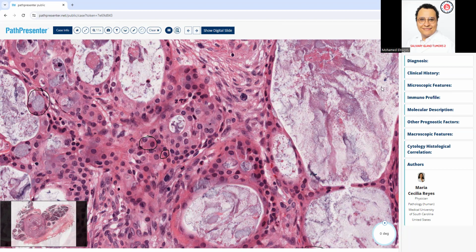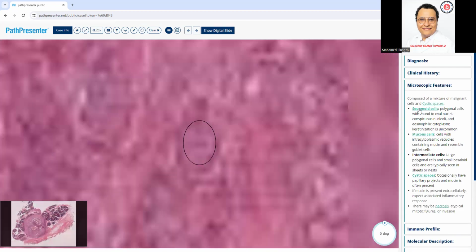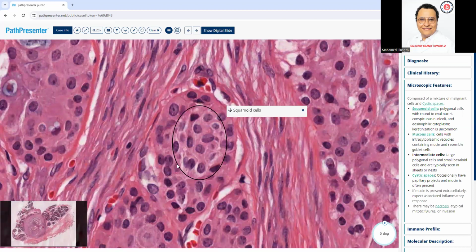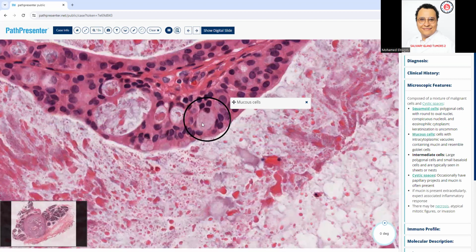I believe we're seeing these spindle components and this high quantity of mucin cells here and there, so I believe this is going to be a high-grade mucoepidermoid. But let's look at the microscopic features. She's pointing to squamoid nests. These are the squamous cells. And then mucus cells. Here, this is one of the mucus cells. You remember this, Dina? We pointed to one of these cells. And then you have intermediate cells. She didn't even point to intermediate cells because they're not easy to find.